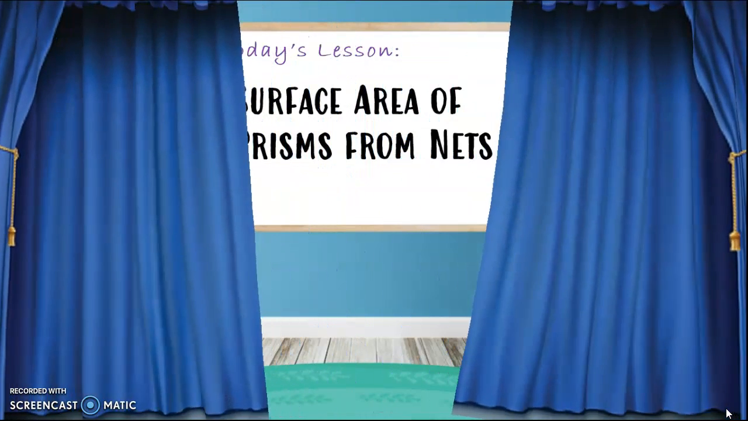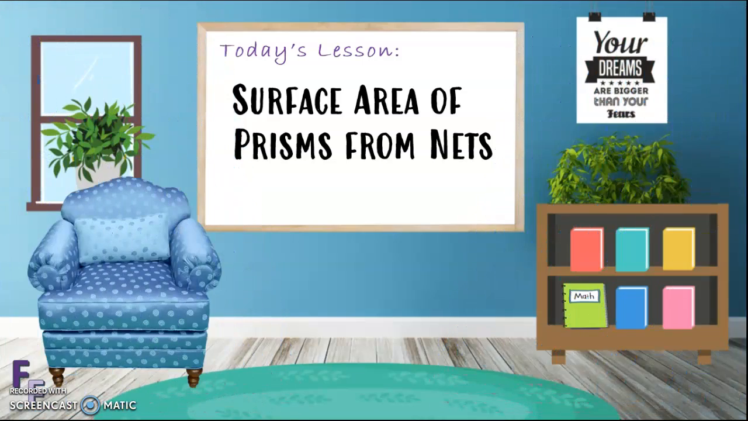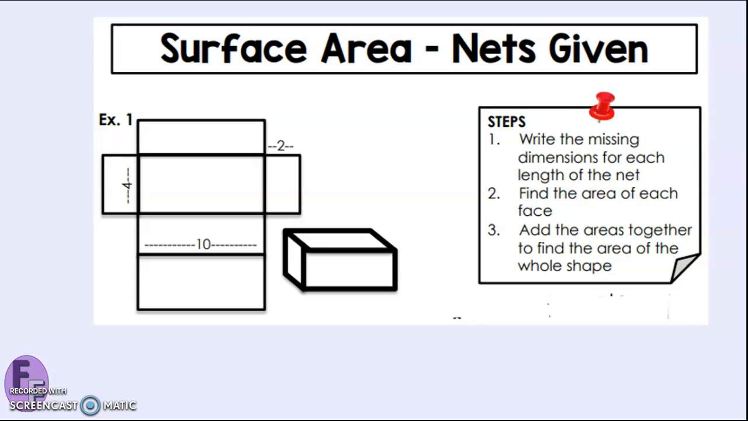Today's lesson, surface area of prisms from nets. Surface area when you're given a net. First, write the missing dimensions for each length of the net. Then find the area of each face. Add the areas together to find the area of the whole shape.